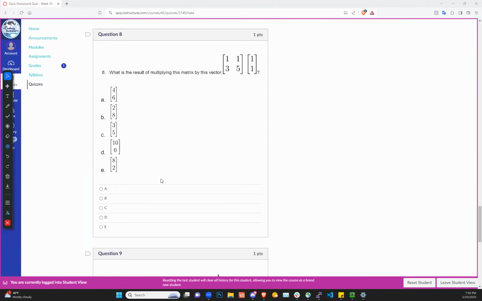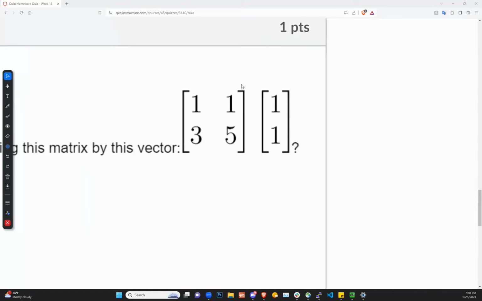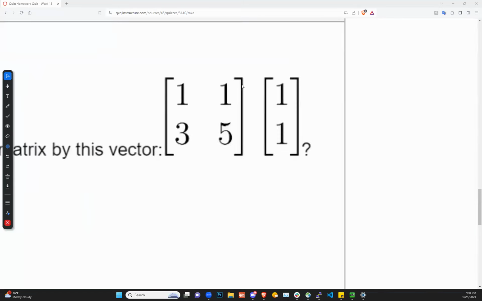All right, question 8. We're doing another matrix multiplication problem. So let's draw the arrows again. So I'm going to be multiplying across the top row. Oops. Sometimes when I press a button on the pen, it just keeps drawing and I don't know how to stop it. There we go. I think I did it.